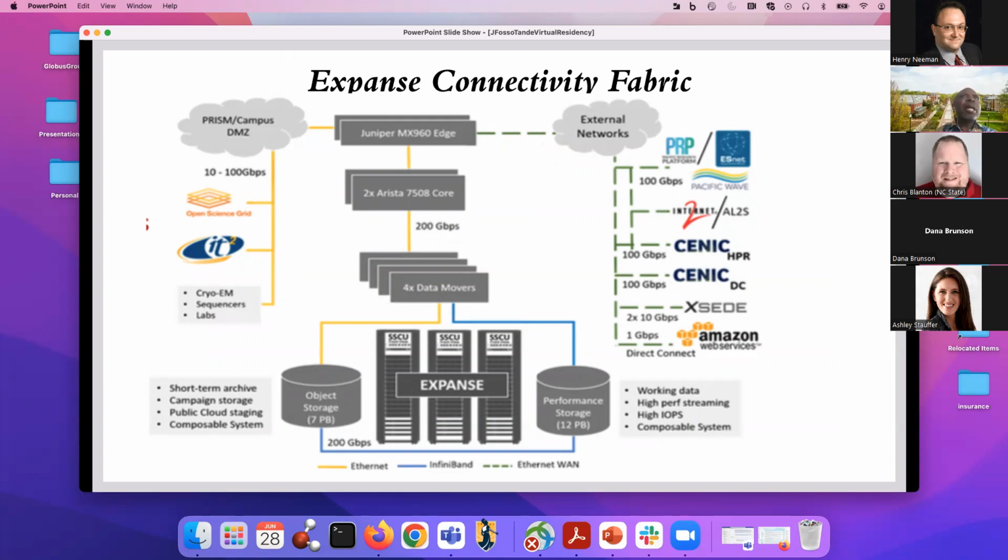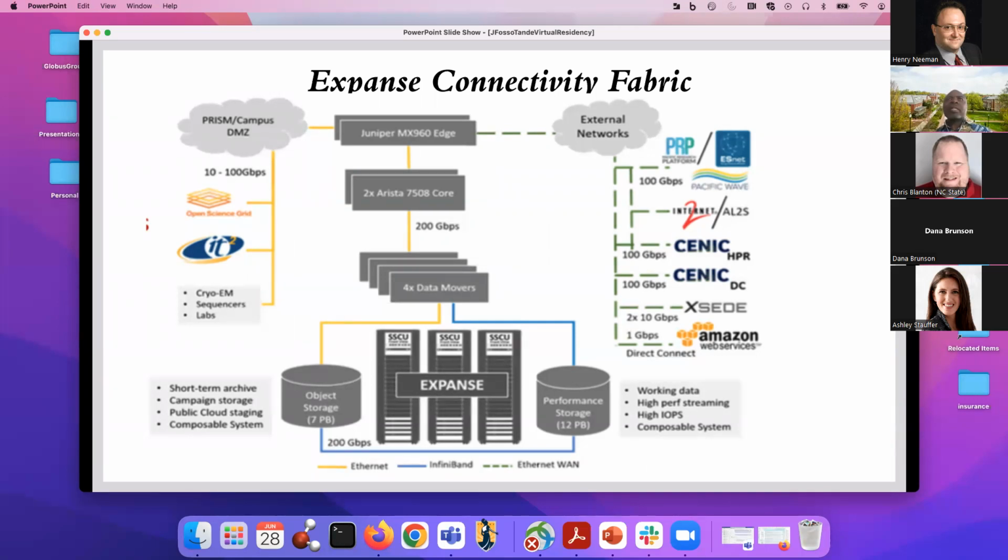200 gigabits per second between the data movers, which I suppose are globals or applications designed to move data, and the compute cores. So you have object storage, 7 petabytes, connected to the performance storage of 12 petabytes with a 200 gigabits per second network fabric. It also has an external network that links it to other systems with really good performance.